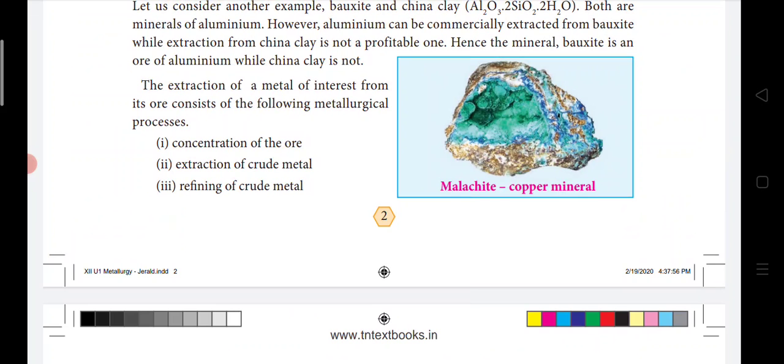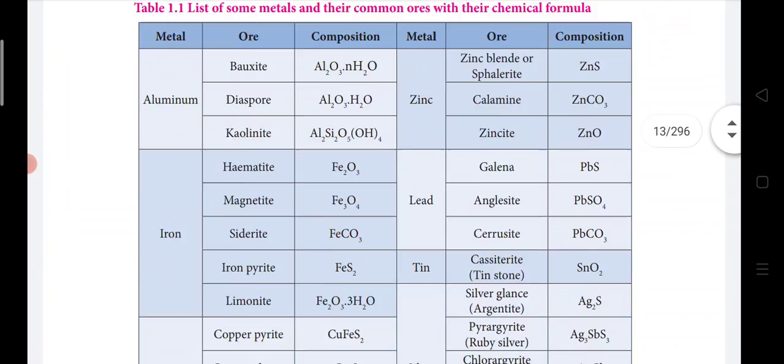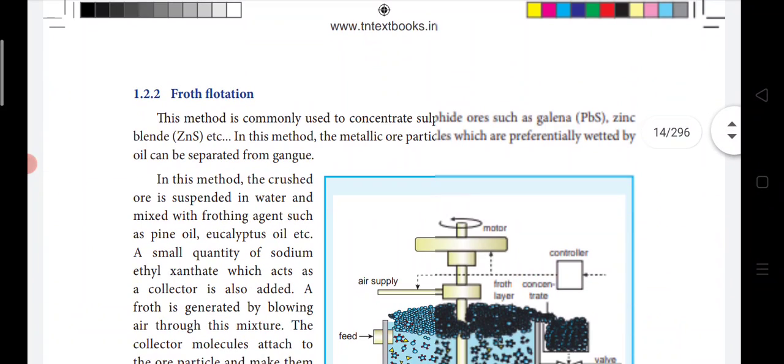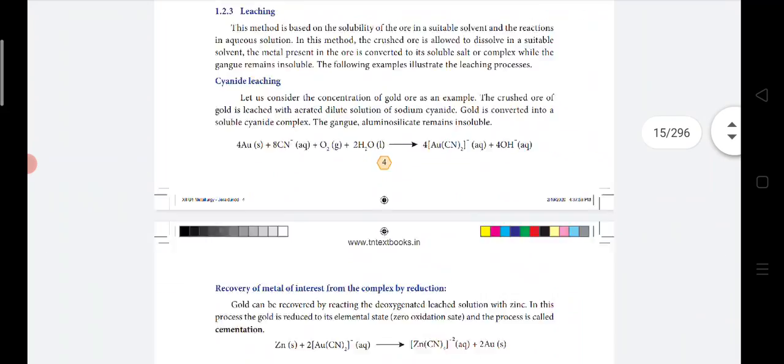Of these three processes we discussed concentration of ore in detail. The different methods in concentration of ores were gravity separation or hydraulic wash, and the froth flotation process. Gravity separation is based on specific gravity, and froth flotation is applicable only for sulfide ores. There also we use a frothing agent, a depressor and a collector to complete this process.